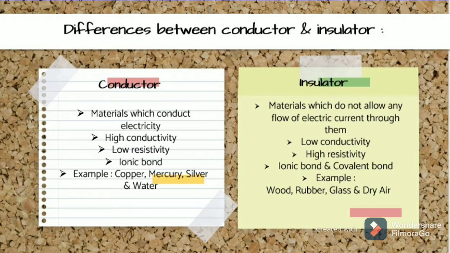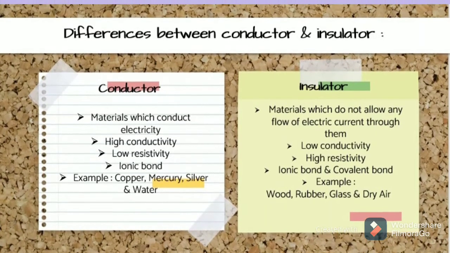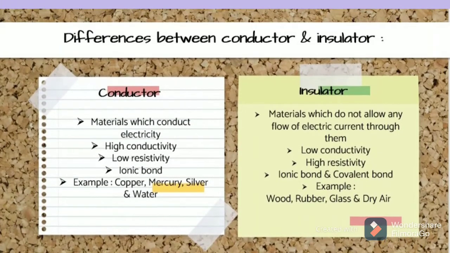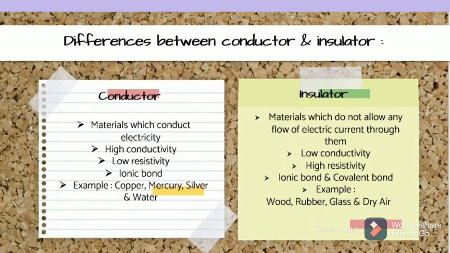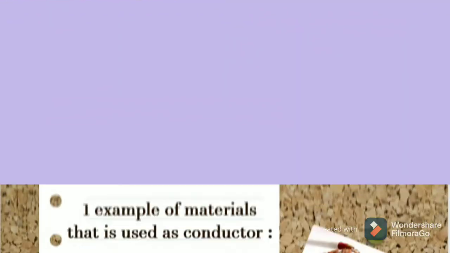Next is insulator, a material which does not allow any flow of electric current through it. It has low conductivity and high resistivity. The bond between the atoms is ionic bond and covalent bond. The examples are wood, rubber, glass, and dry air.